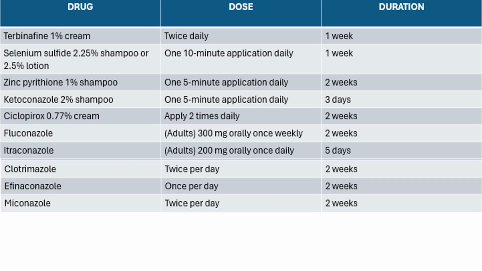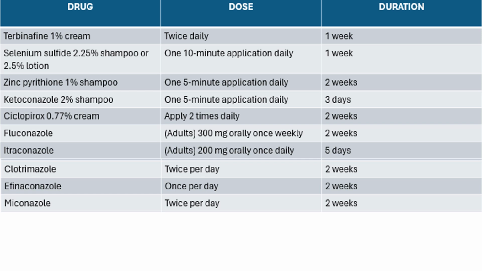So to get more into the dosage and duration of these medications, we have terbinafine 1% cream, which can be used twice daily for 1 week. There's also selenium sulfide 2.25% shampoo or 2.5% lotion, which is one 10-minute application daily for 1 week. There's zinc pyrithione 1% shampoo, which is one 5-minute application daily for 2 weeks.